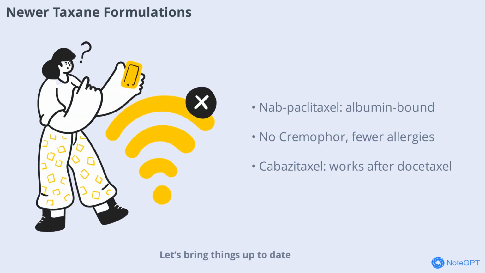Let's bring things up to date. Two newer taxane formulations solved real problems with the originals. Nab-Paclitaxel binds paclitaxel to albumin nanoparticles, eliminating the need for Cremophor and reducing allergic reactions, while delivering more drug directly into tumor tissue. It's now standard in metastatic pancreatic cancer alongside gemcitabine. Cabazitaxel was engineered to evade the P-glycoprotein pump, making it effective in prostate cancer that's already resistant to Docetaxel.